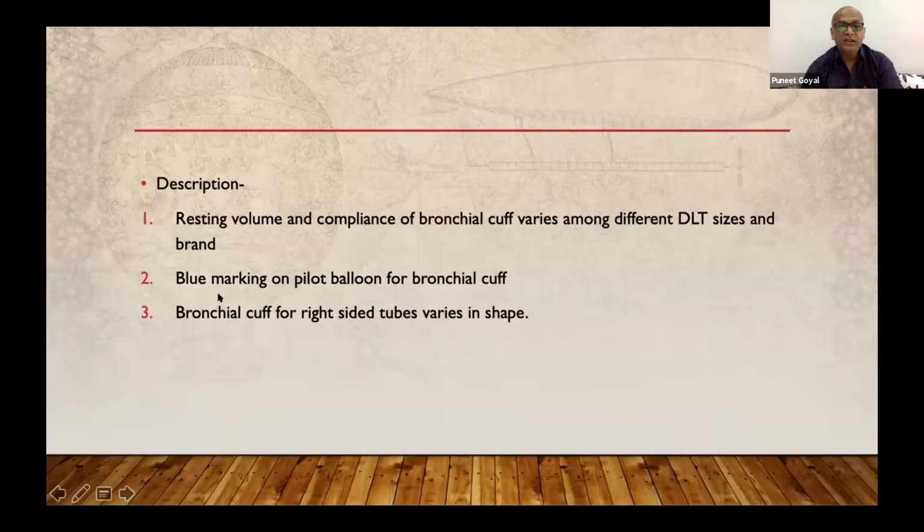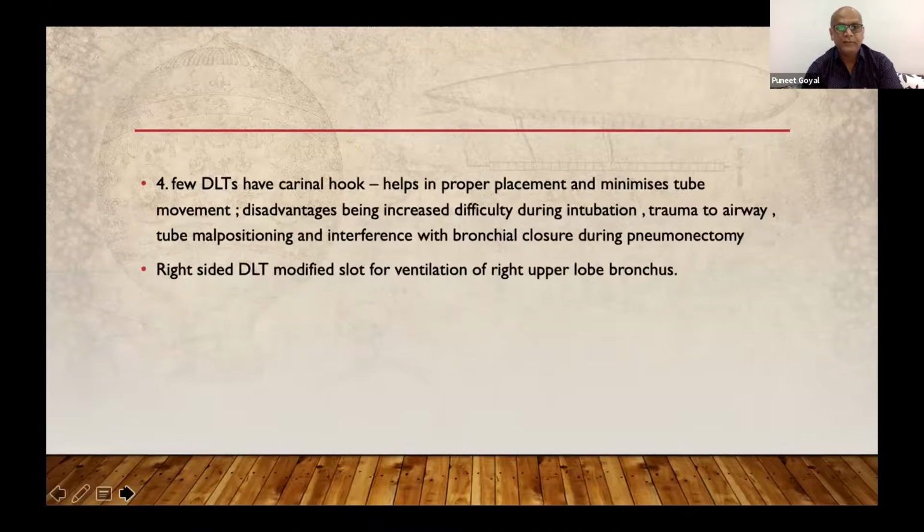Important thing to remember is that the resting volume and the compliance of the bronchial cuff vary between the various DLTs and the brands. Blue marking on the pilot balloon is for the bronchial cuff, and the bronchial cuff for the right-sided tube is again variable in shape. Sometimes it gives you an entry hole for the right upper lobe bronchus also. Fewer DLTs now have a carinal hook, but it was there earlier, which was helpful in proper placement and minimizing the tube movement. And as I said earlier, right-sided DLTs have a modified slot for the ventilation of the right upper lobe bronchus.